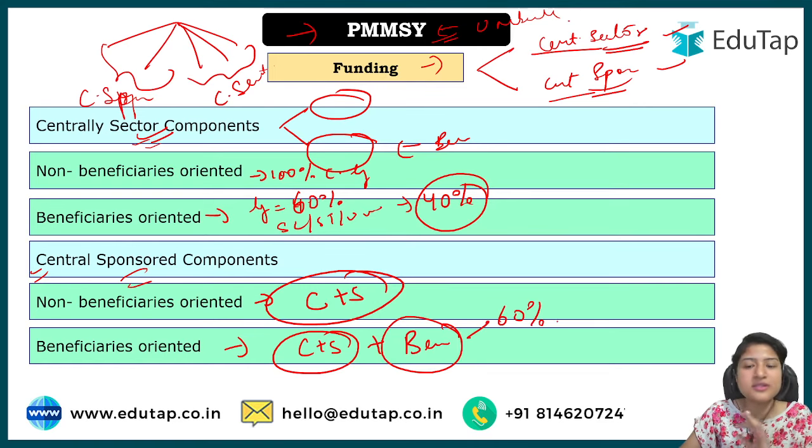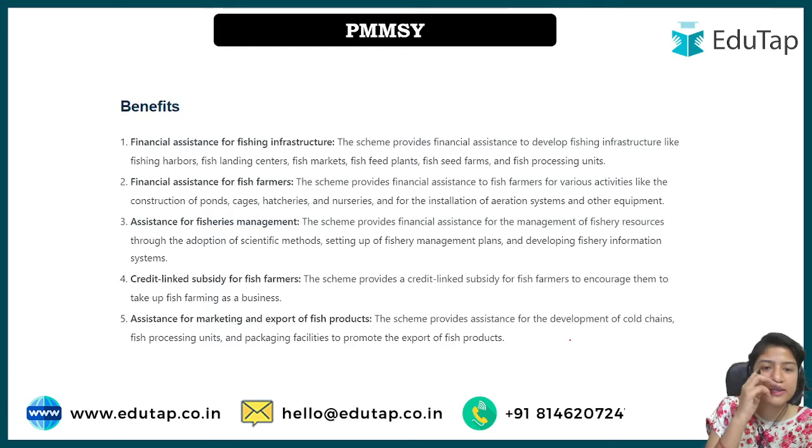And it has the same categorization. If you are general, 60% of the amount will be given by you only, and the rest 40% they will divide among themselves, whatever funding they have to do. And if you are SC, ST, women and reserved quota, then 40% is what the beneficiary has to add, and the rest the central and state will do. ठीक है, अब इससे क्या क्या बेनिफिट होंगे स्कीम से?